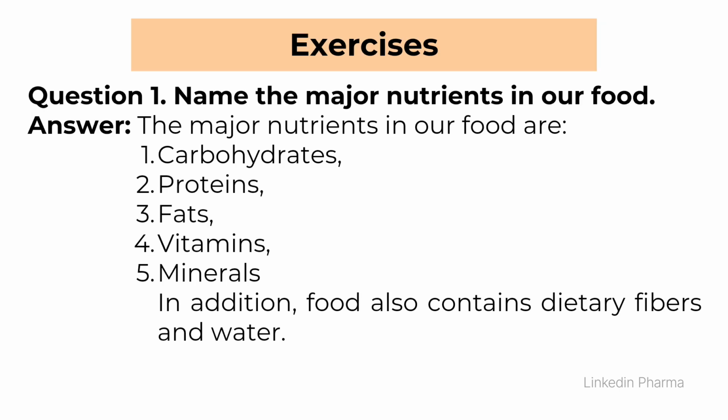Exercises. Question 1. Name the major nutrients in our food. Answer. The major nutrients in our food are carbohydrates, proteins, fats, vitamins, and minerals. In addition, food also contains dietary fibers and water.